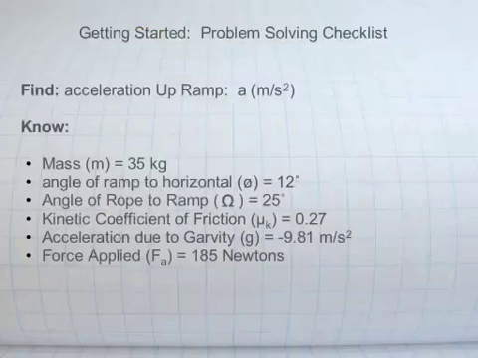You must find the acceleration of the box up the ramp in meters per second squared. You know some key information. Correct your problem-solving checklist if it does not match this one and then proceed. Note that omega is the angle of the applied force on the rope with respect to the ramp. Theta is the angle of the ramp with the horizontal plane.